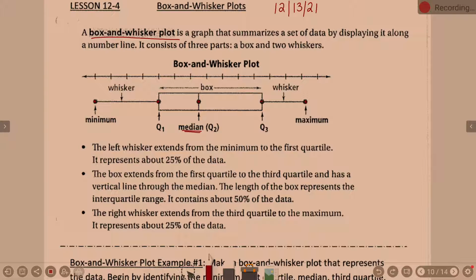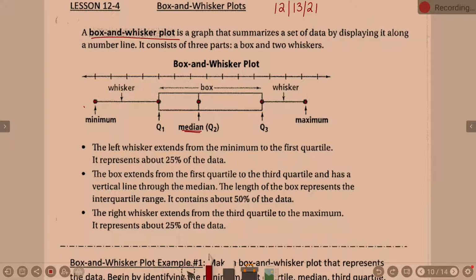So then what this is saying is that if this is half the data, then quartile 1 breaks this up into halves also. So you've got 25% of your data from the minimum to the first quartile, 25% of your data from quartile 1 to quartile 2, 25% from quartile 2 to quartile 3, and then 25% from quartile 3 to the maximum. So the quartiles break your data into quarters, if that makes sense. So that's what it's talking about here.